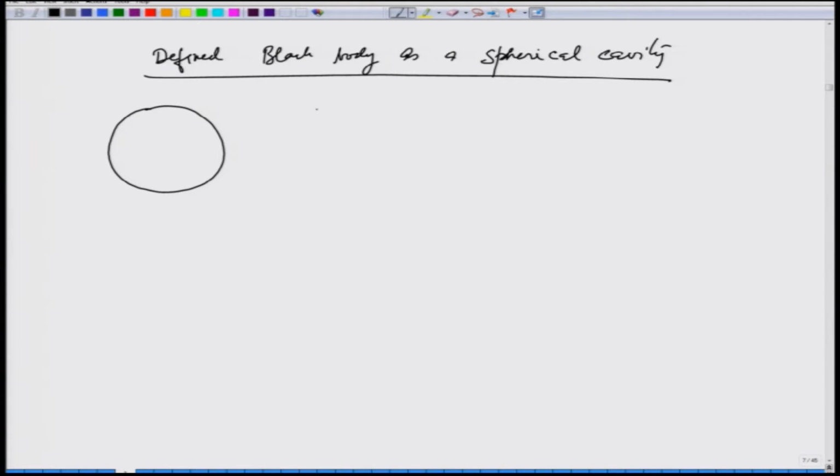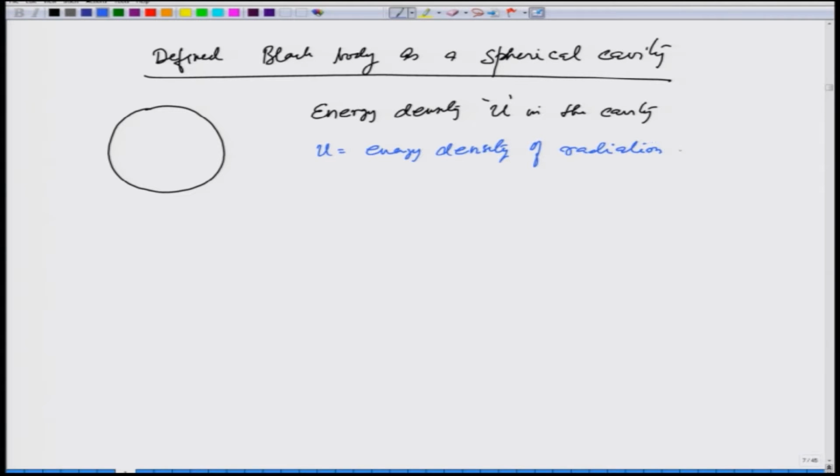Now, when I take a spherical cavity, I am going to define something called the energy density U in the cavity. When I say energy density, I mean U is the energy density of radiation in the cavity. Where does this radiation come from?